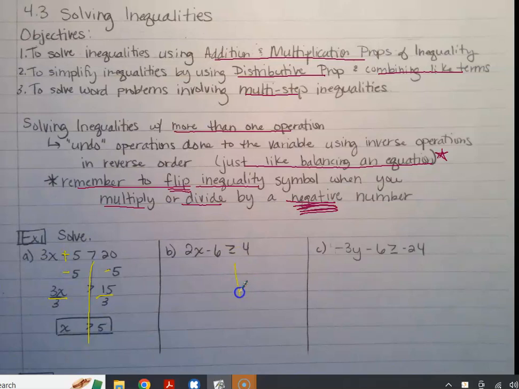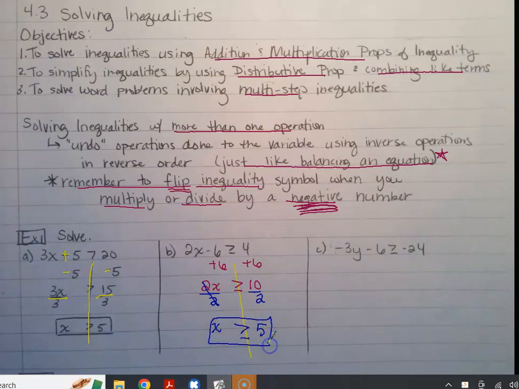Okay, so let's try b together. So what would we do? Add 6. Then I'm left with 2x is greater than or equal to, what's 4 plus 6? 10. Now the thing that's being done is multiplication, 2 times x, so I divide. And we don't need to change it because we're dividing by a positive, so we don't need to flip anything. The 2's cancel, and we're left with x is greater than or equal to, what's 10 divided by 2? 5.